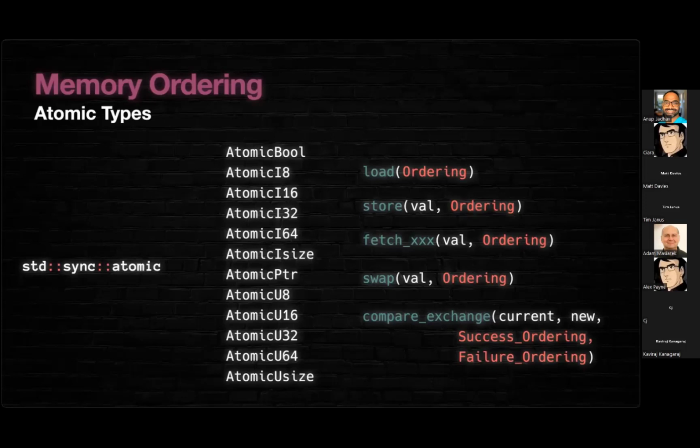And they differ based on attributes like whether the value is signed or whether it's an atomic usize or a pointer. And the atomic types have dedicated methods for atomically loading and storing the values they hold, and a few complex methods like swap and compare exchange. And we looked at these methods in detail in the previous talk. So if you want to learn more about them, I'd encourage you to watch the talk on chapter 2.